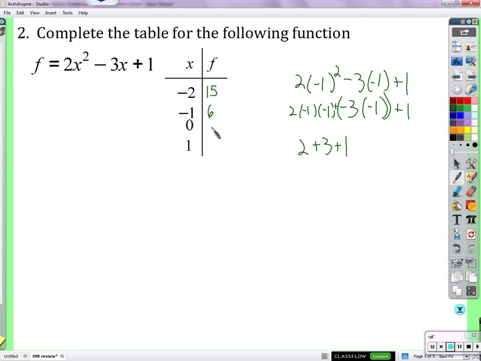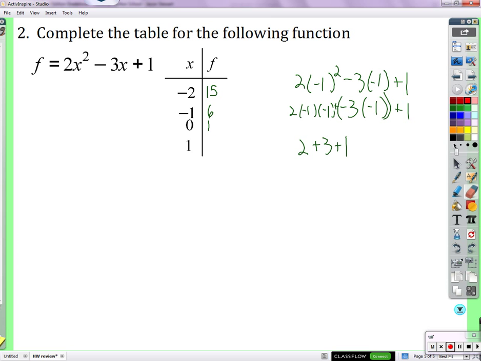There you go. Now, when you plug 0 in there, can you see it without doing any work? Blake? It's just going to be 1. And why is that, Blake? Because 0 times 0, 0 times 3 is 0. Right? And you get 0 plus 0 plus 1 is just going to be 1.